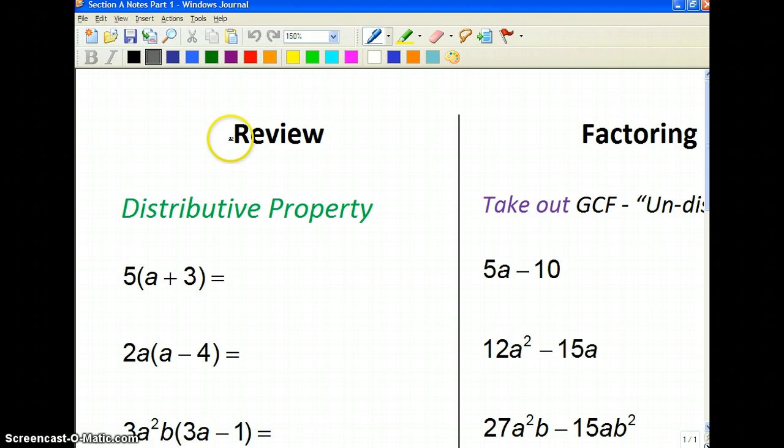Before we do factoring, let's review the distributive property. Now, this should be fairly easy because we've been doing this for several years now. So if we have 5 times a plus 3, distribute 5, and we'll get 5a plus 15. Easy enough. Distribute 2a. Now remember, when you multiply a's, we add their exponents. That's why we get 2a squared minus 8a.